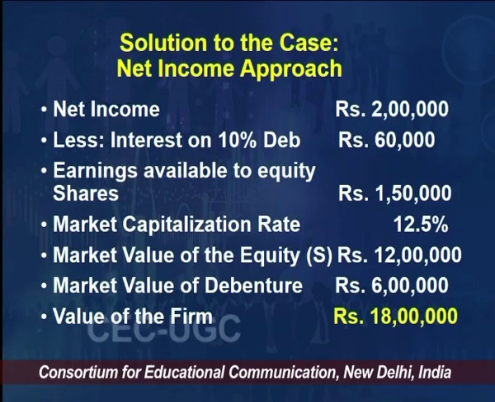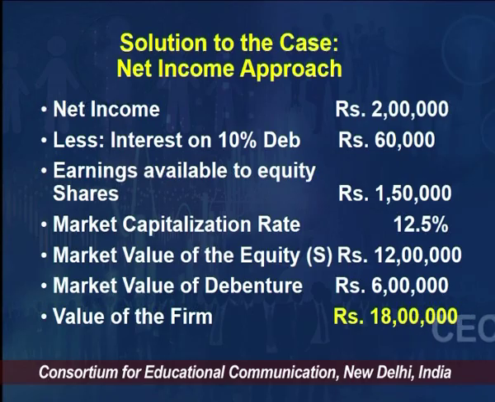And then the market capitalization rate is 12.5%. So, if we calculate S, KE is given and the NI is also calculated, 150. If we divide 150 by KE, 12.5%, which is NI divided by KE, that is the formula for S, or you may call it E, equity value. The market value of equity is coming out to be 12 lakhs and the market value of debenture is already given, 6 lakh. So, the total value of the firm would be 18 lakh.